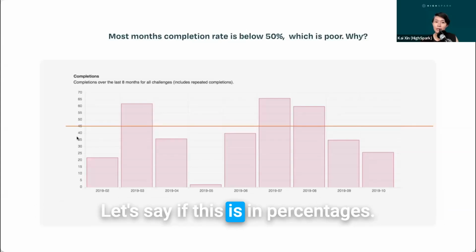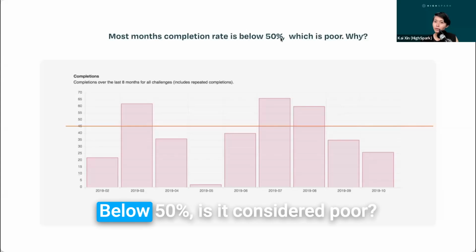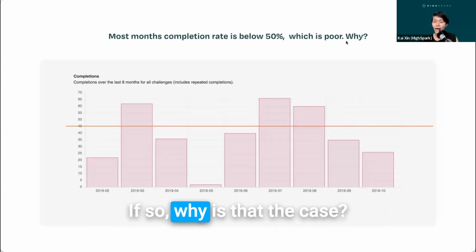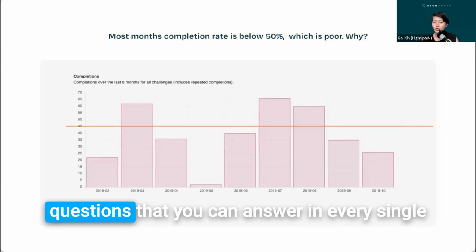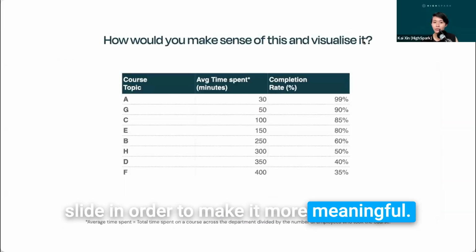We can also look into the baseline or the targets that we want to meet in terms of completion. Let's say if this is in percentages, below 50%, is it considered poor? If so, why is that the case? Hence, so what and why? These are two questions that you can answer in every single slide in order to make it more meaningful.